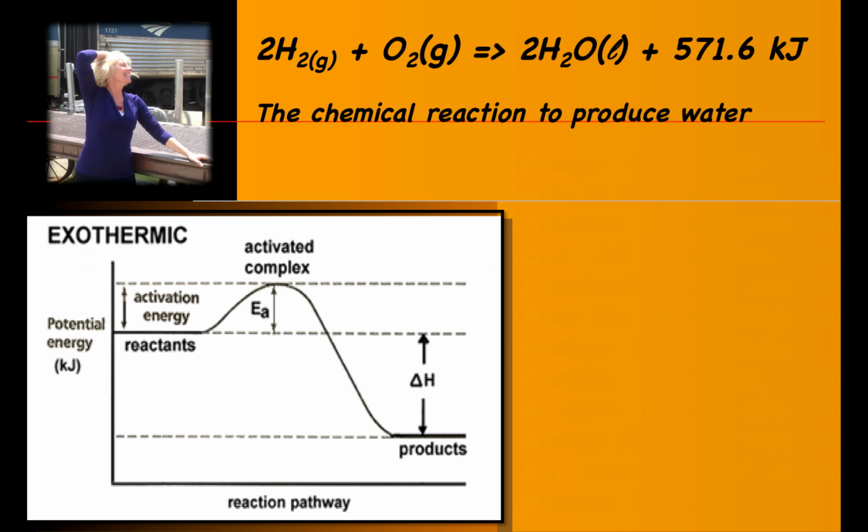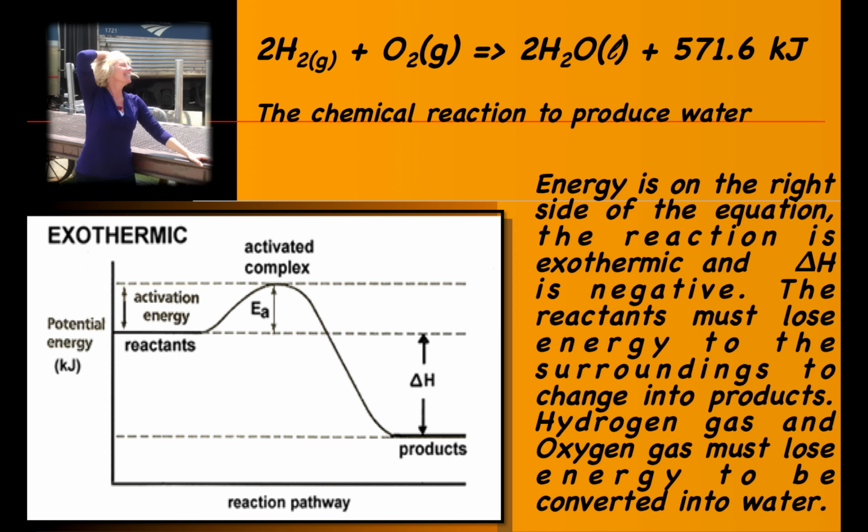Let's consider this exothermic potential energy diagram. In this diagram, notice that the products are at a lower energy than the reactants. That means the reactants must lose energy to change into the products. Energy is on the right side of the equation. The reaction is exothermic and delta H is negative. The reactants must lose energy to the surroundings to change into products. Hydrogen gas and oxygen gas must lose energy to be converted into water.